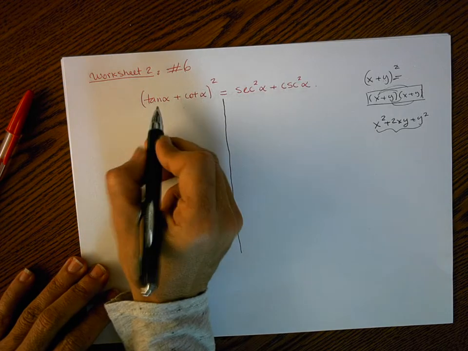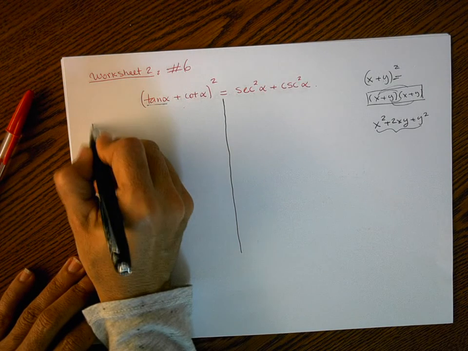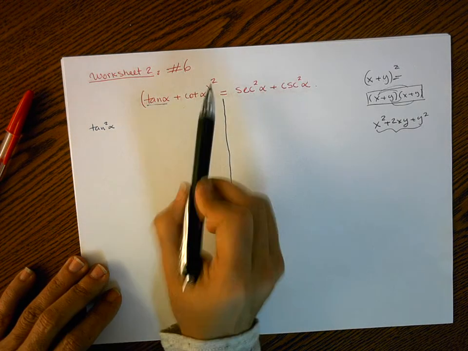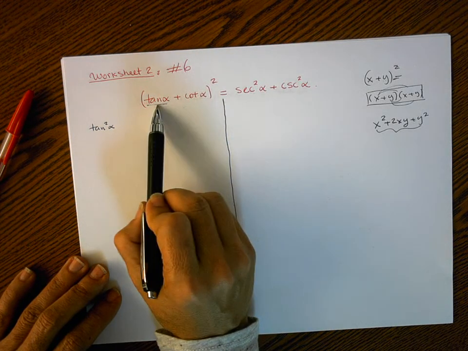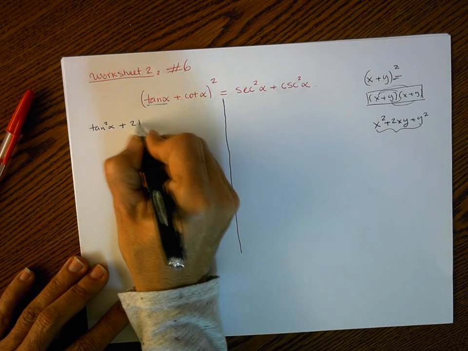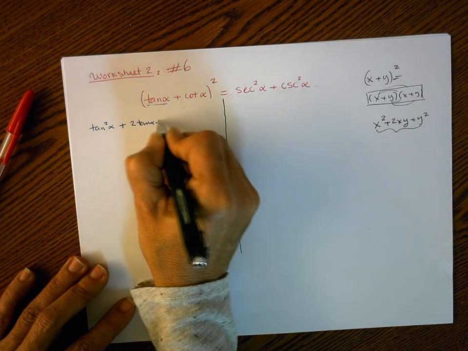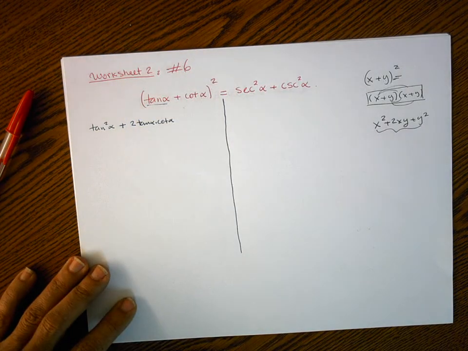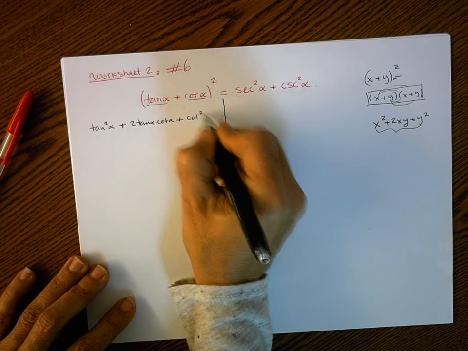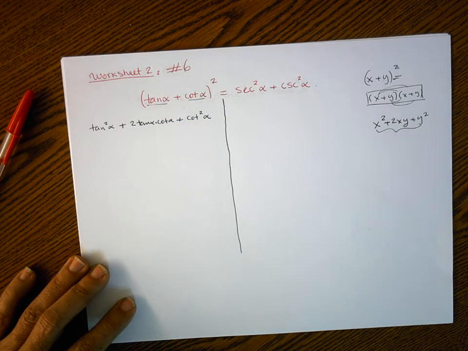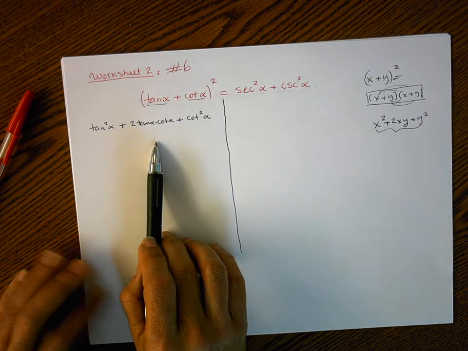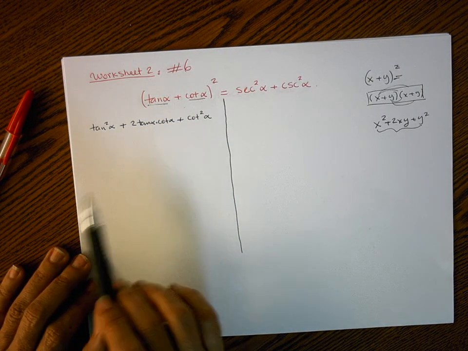I'm going to square the first item, which is tangent squared of alpha. And then I'm going to multiply 2 times the tangent of alpha times the cotangent of alpha. So plus 2 times the tangent of alpha times the cotangent of alpha. And then I'm going to plus square the last term, cotangent squared of alpha. So that's exactly what I did with the algebra with x and y's, I did with trig functions.